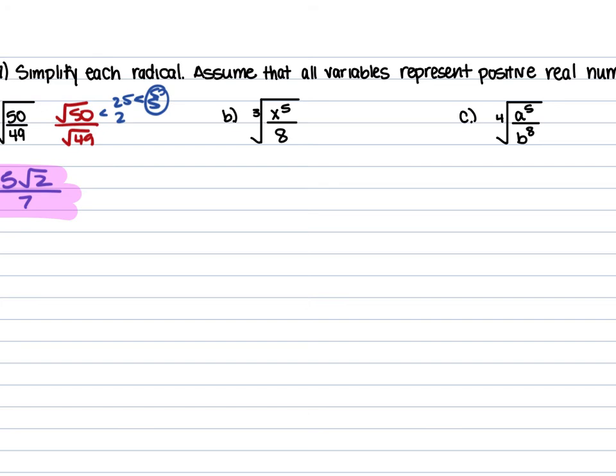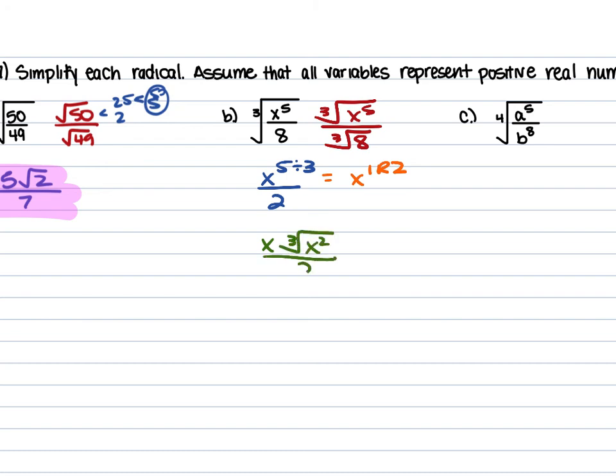For example B, we have the cube root of x to the 5th over 8. So again, this is the same exact thing as saying the cube root of x to the 5th over the cube root of 8. The cube root of that 8 is just 2. On the top, the x to the 5th, we're going to divide it by 3. So this is going to give us x to the 1st with a remainder of 2. So this is going to be rewritten as x cube root x squared over 2.